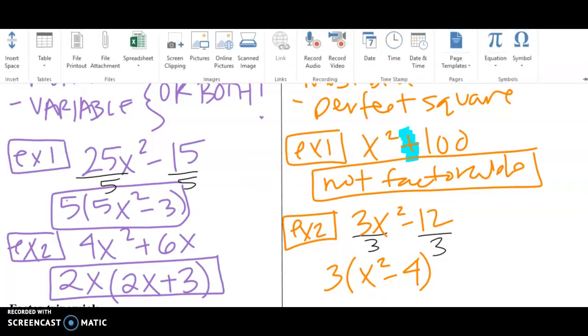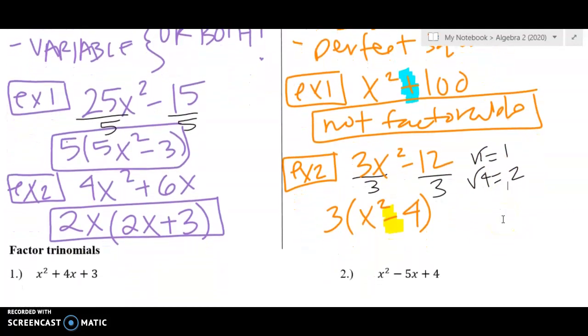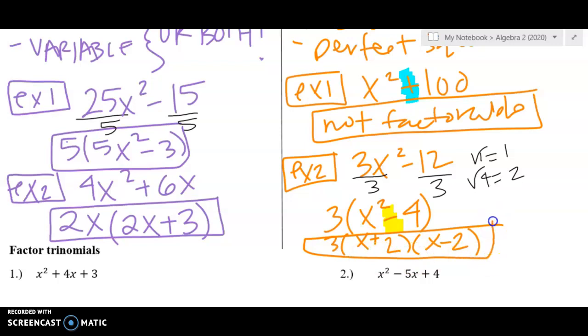And then I can think, okay, it has the minus sign. 1 is a perfect square. 4 is a perfect square. I just have to know how to write this. When I write this, that 3 is going to come in the front. I'm going to separate this into my two factors. Square root of 4 is 2, so they both get the 2's. One is positive and one is negative. And then that is my answer.